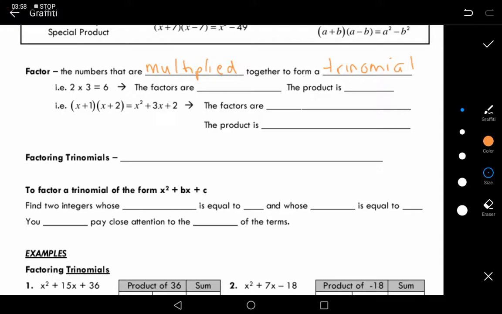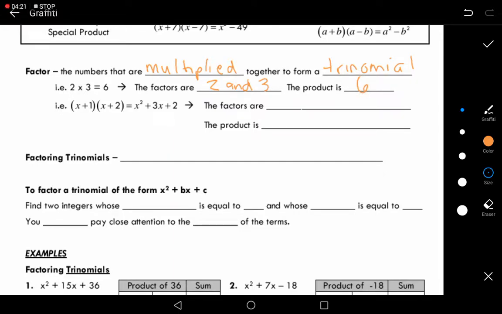So for example, here we have 2 times 3 equals 6. So those factors there would be 2 and 3, right? I don't want you to think of that as a coordinate. 2 and 3. And the product, remember the product is just the answer you get after multiplying those together. So the product here would be 6.